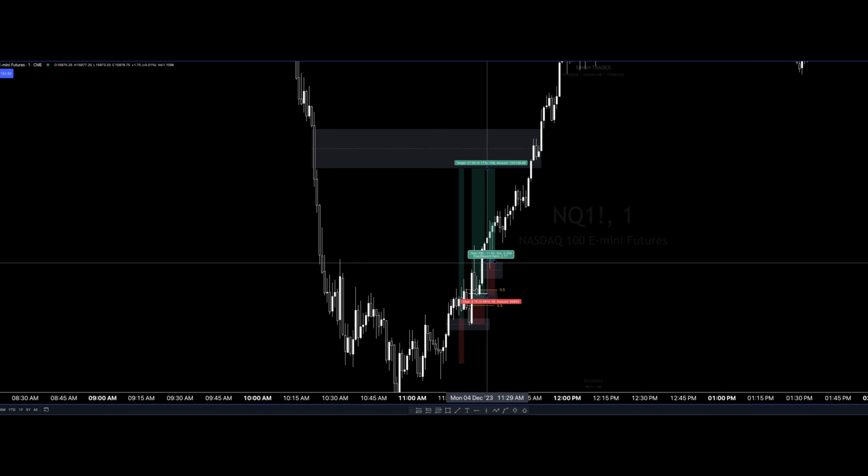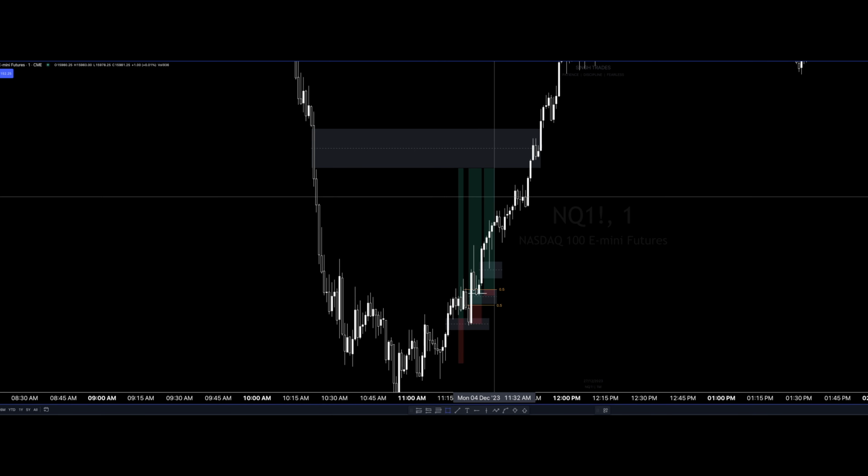So let's calculate this. Wait, did I do something wrong? Okay, I think I selected the wrong one there. Alright, so now I'm risking $100 to make $2,100. This is how powerful scaling in is. Risking $100 to make $2,100. But we're not done yet. Let's keep on going.